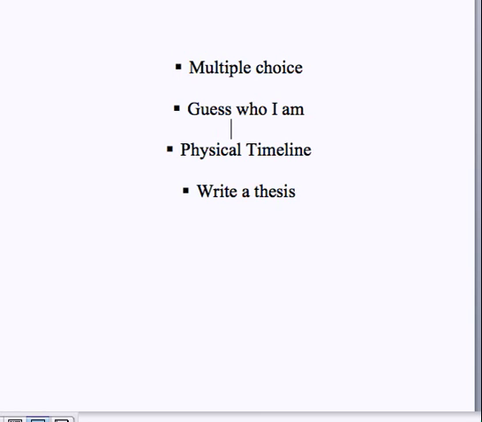Writing the thesis, we're back to individual effort, but again, we've promoted the activity up to a higher order thinking skill at that point. Obviously, grouping configurations will change depending on the activity. Guess Who I Am involves primarily one-on-one. The physical timeline will be much more of a group-oriented activity. There should be sufficient wait time for student response here. That's something that I'll just build into my job as the instructor.